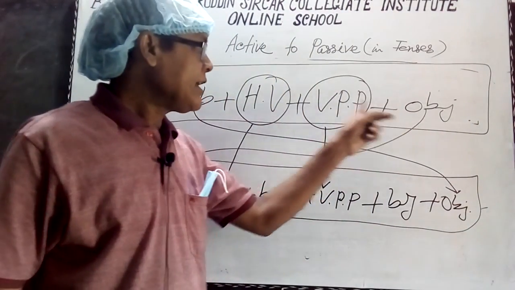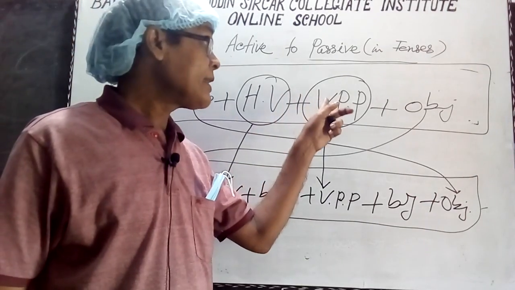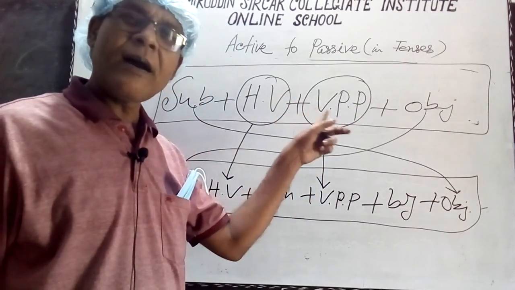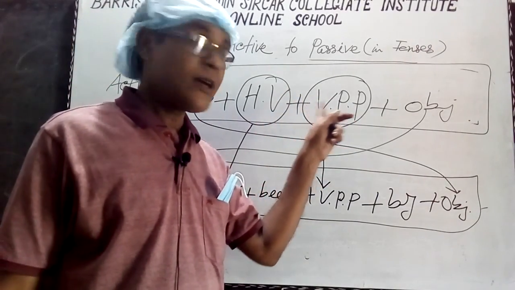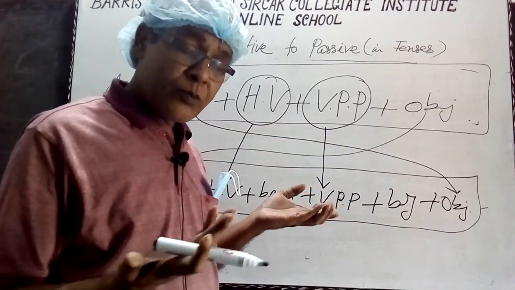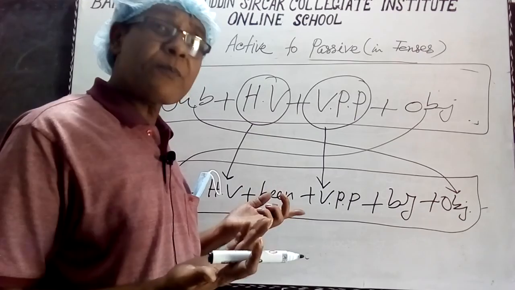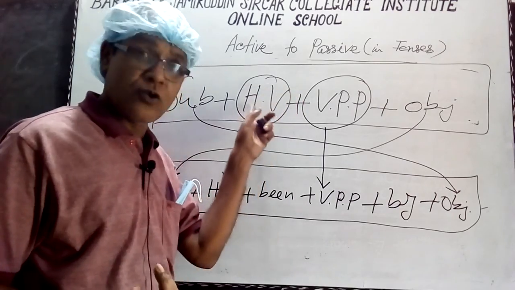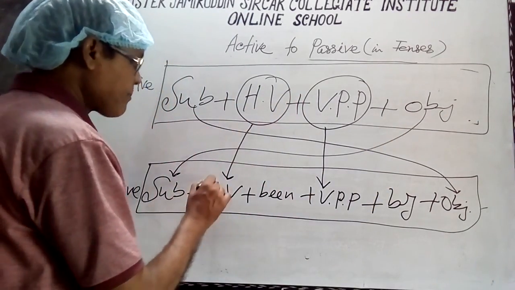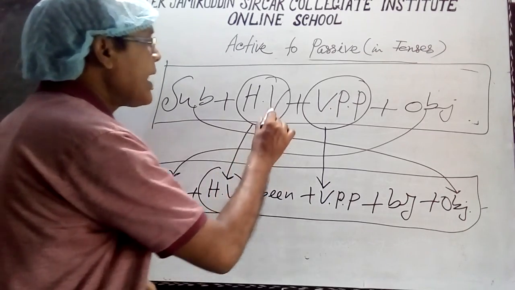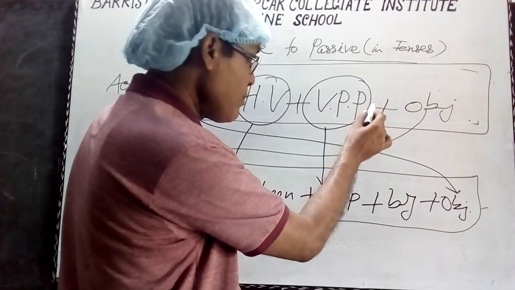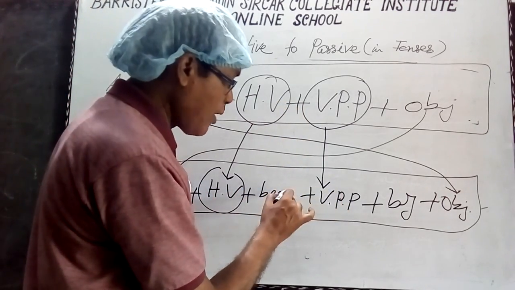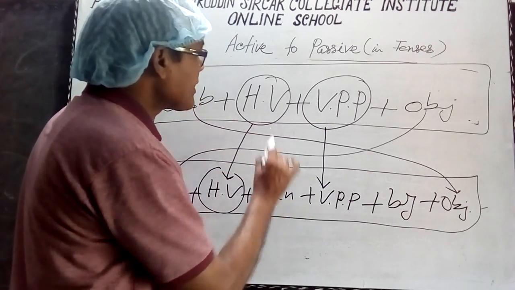I repeat, if there is a helping verb and the main verb is in the past participle form, then we must know it is in some kind of perfect tense. How can we know whether it is present perfect, past perfect or future perfect? According to the auxiliary verb, we must remember. So the object will be the subject and the helping verb will be the same, and as the verb is in the past participle form, we must put "been" after the helping verb.